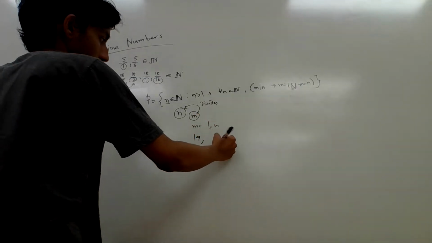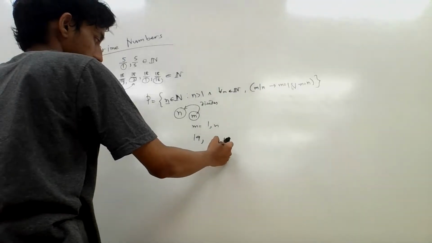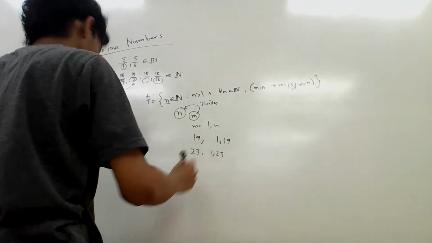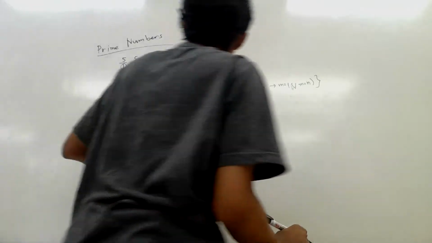19 is divisible by 1 or 19, or for example, 23 is divisible by 1 or 23. So that's how prime numbers work. I hope you know what prime numbers are. Moving on, we can go to another different set of numbers. As I promised, we can go to the numbers called the complex numbers.